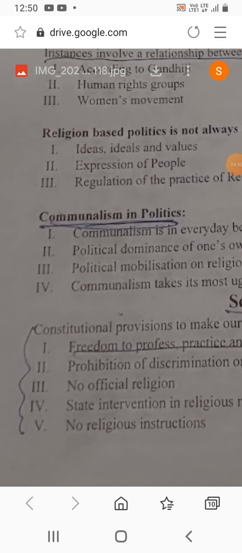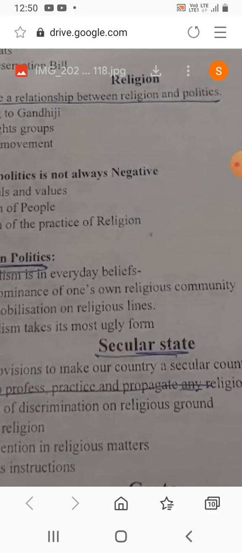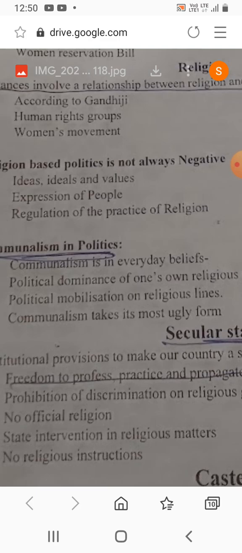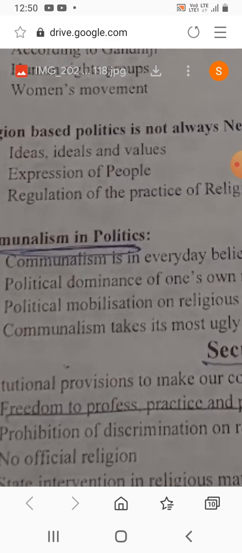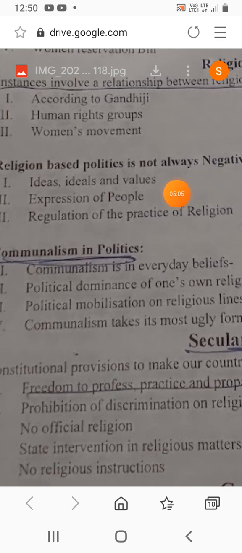Communalism in politics. Your point one is communalism in everyday beliefs, political dominance of one's own religious community, political mobilization on religious lines. Communalism takes its most ugly form. So the thing is, if you know the key points, you can explain them easily. But if you don't know the key points, it is very difficult to explain. So when you have a time shortage, you cannot read the book line by line. Then this is the effective technique. You know all the key points, you can explain on your own.